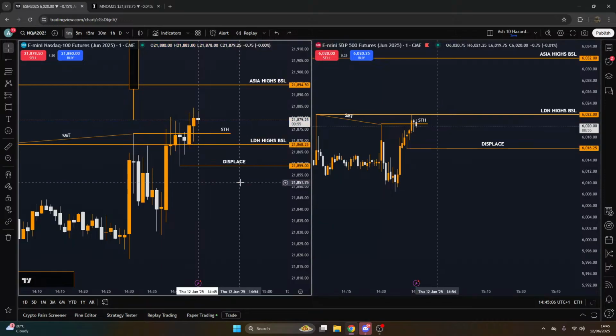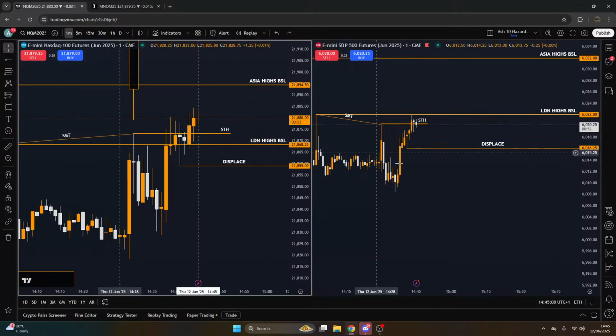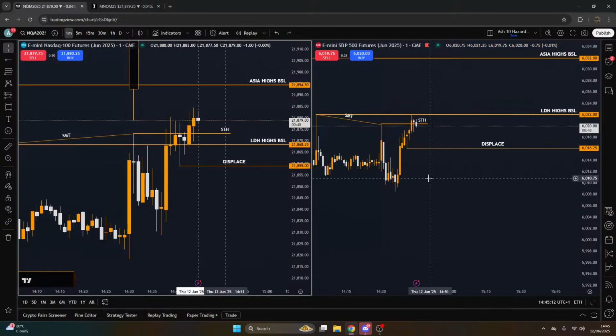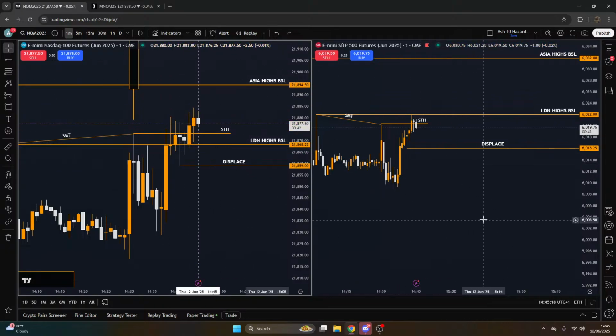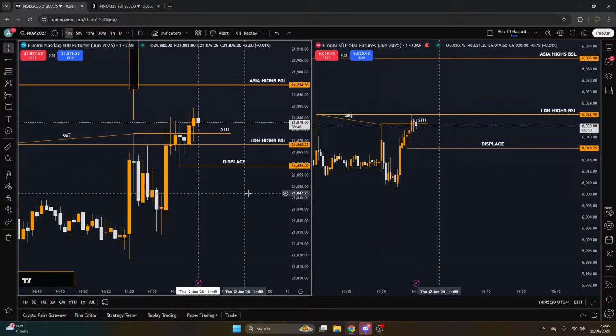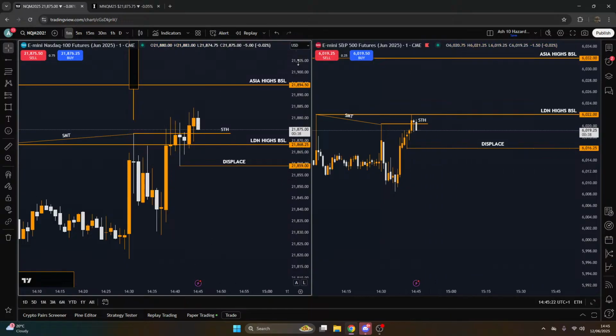So vice versa, as I said, you need everything to happen on the left-hand side and the right. If price displaces on NQ but it doesn't displace on ES, you're not taking that trade. But if price displaces on both NQ and ES, then you can take the trade. So you need to see everything happen at the same time.